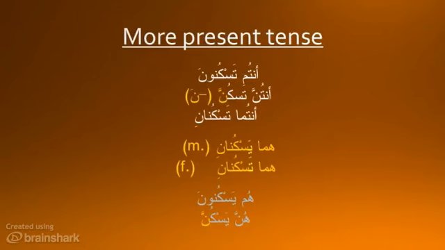Then the dual third person. هما يسكنان. هما تسكنان. So you see here that although the gender is not reflected in the pronoun itself, it is shown in the conjugation of the verb. Then the plural third person. هم يسكنون. هن يسكن. You can see all of these combined with the ones you already know on page 104.